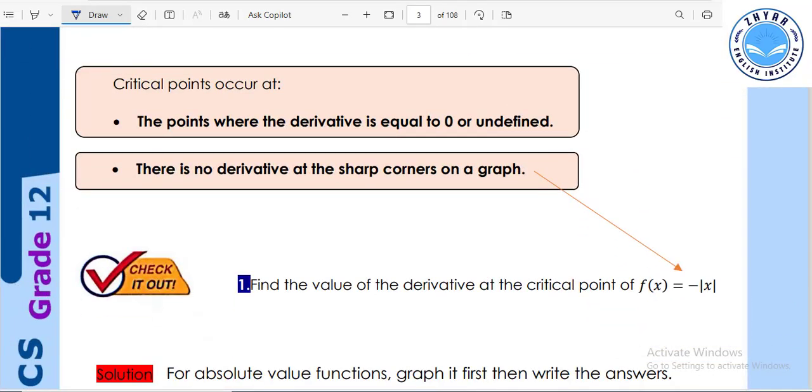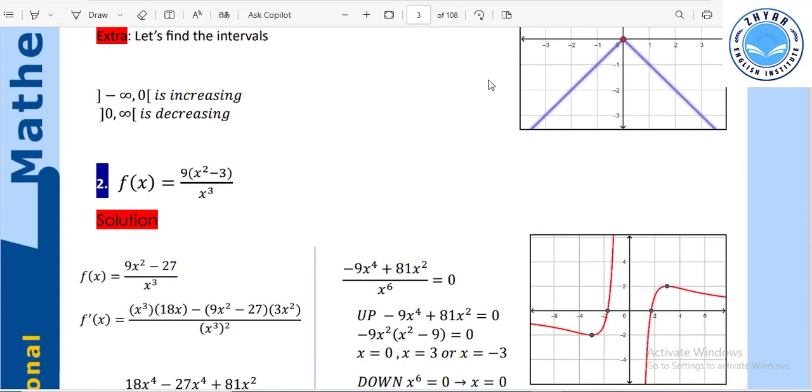Critical points occur at two cases. Case number one, if the x value makes the derivative equal to 0, or if the x value makes the derivative undefined. In these two cases, we have critical values for x. And there is another thing. When we have sharp corners, we have some graphs with sharp corners or cusp where derivative is undefined. And at these sharp corners, derivative is undefined, so the sharp corners are going to be critical values.